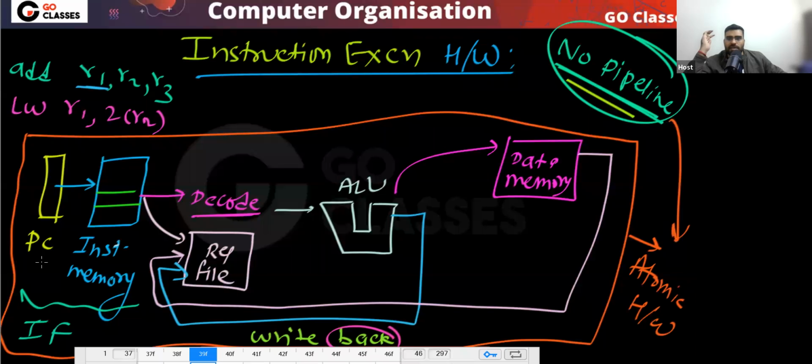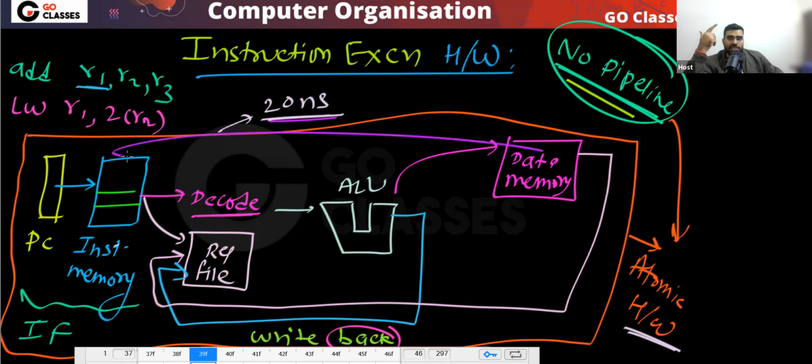Is this clear? If there is no pipeline, then there are no stages, you don't have any stages. All these things are like a single atomic hardware. Let me assume this is taking, for example, maybe 20 nanoseconds for one instruction. Remember, this is one complete, atomic thing. So per instruction it is taking 20 nanoseconds.